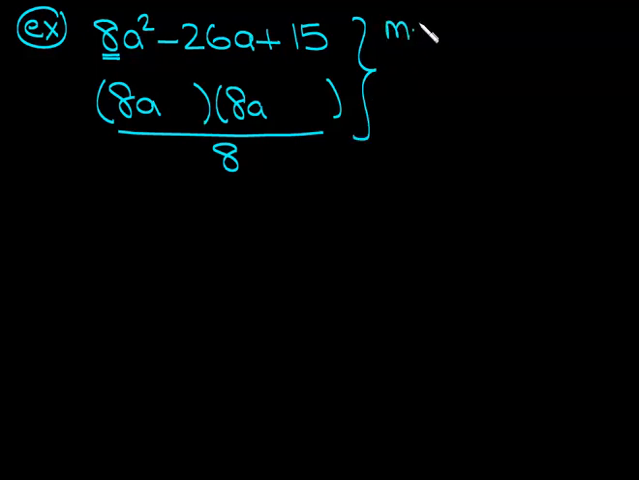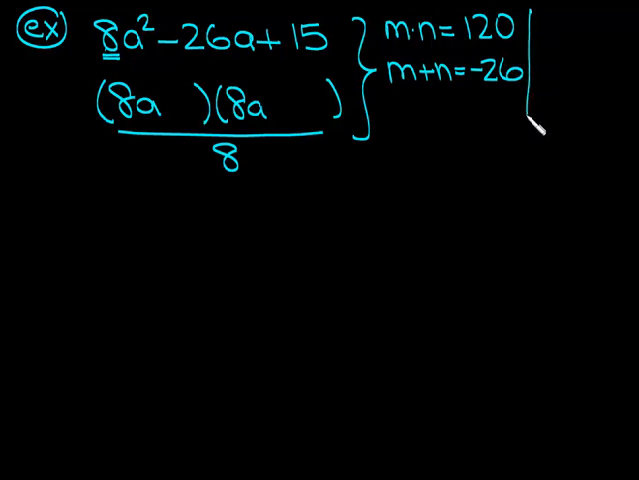I want two numbers. When I multiply, I get 8 times 15, which is 120, and when I add, I get negative 26. You can clearly see this is going to take some work to do. Why? The reason is that the product is really, really big. So we have to do some work.